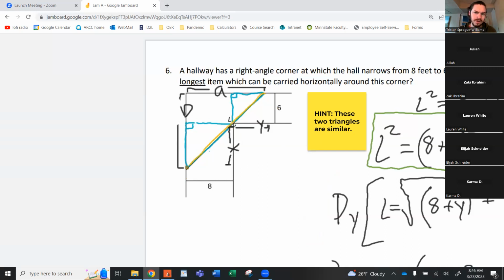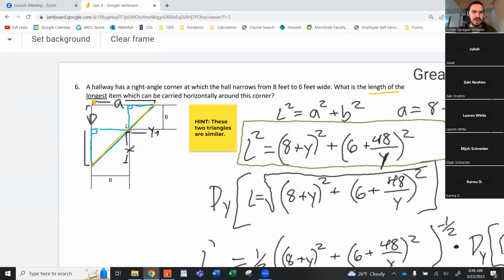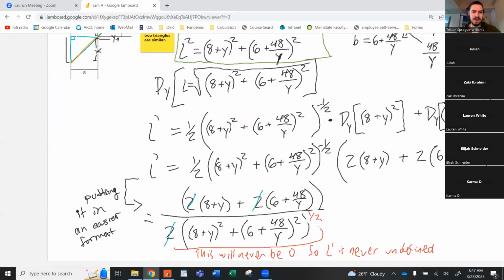Length here, L. Are we trying to minimize that or maximize this? What are we trying to do with that? It says we want to find the length of the longest item which can be carried horizontally around the corner. So the word longest sounds like maximizing. Yeah, the word longest makes it sound like maximizing, but Hannah, you're saying you've looked at a graph, and the graph makes it look like we want to minimize it.